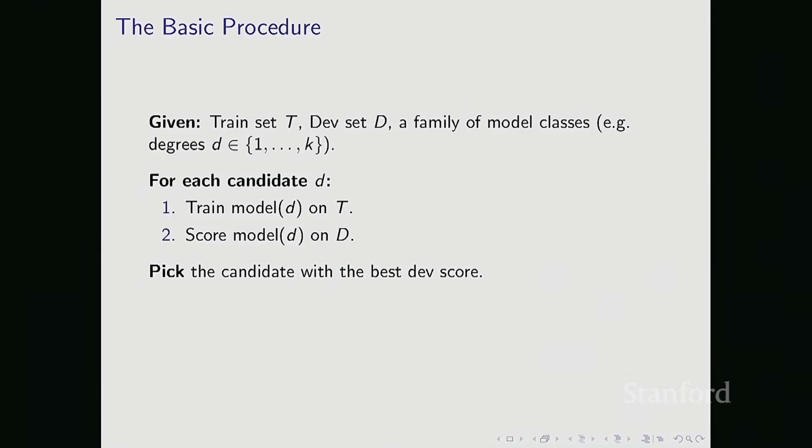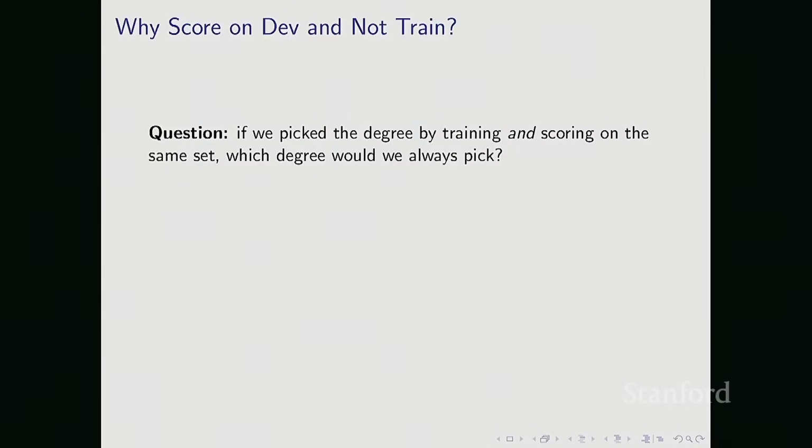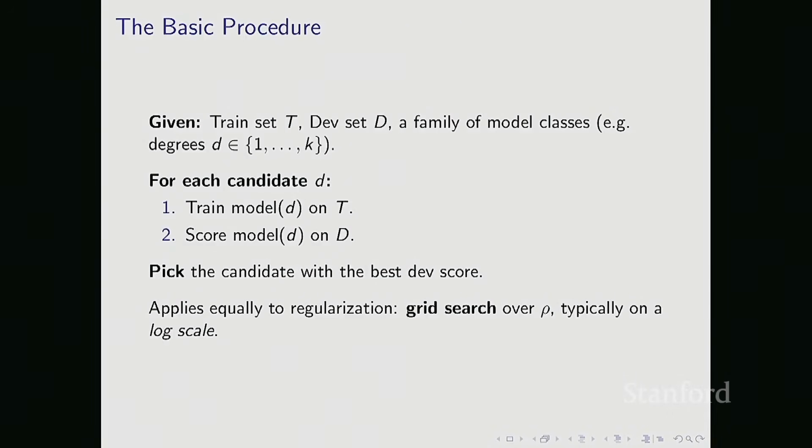So here's the basic idea. Let's say you train on a training set, you have the dev set, and you have a set of models. For each candidate, you train a model, you score it on the dev set, and you pick the model with the best dev score. Okay? If you do that, you can pick a pretty good model.